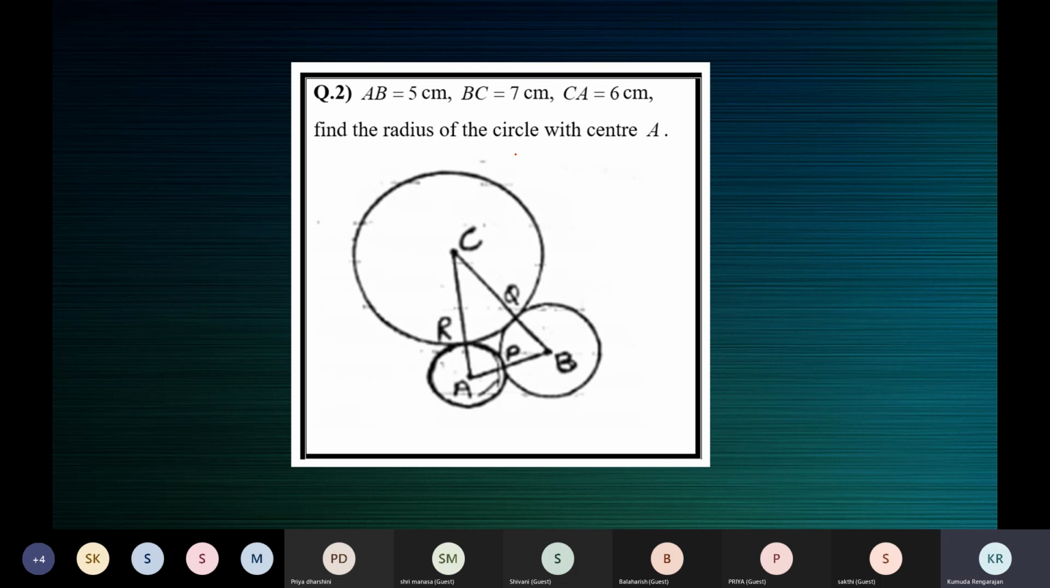Do we find any tangents here? Name the tangents. Ma'am, AR, AP. AR is a tangent, is it? AR and AP are. Yes, ma'am.